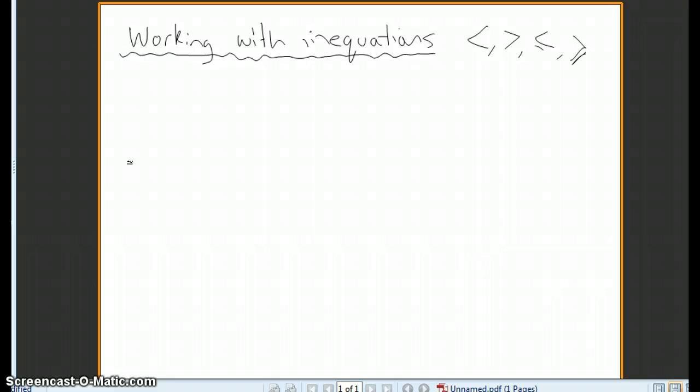Inequations are just equations, but instead of an equal sign, you will see a less than sign or a greater than sign. In your head, you need to figure out a method of remembering that this one here is less than, and this one here is greater than.